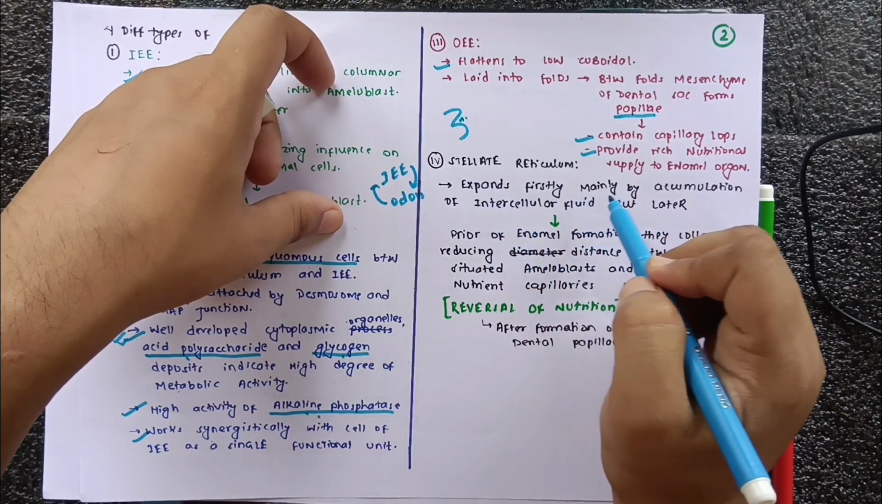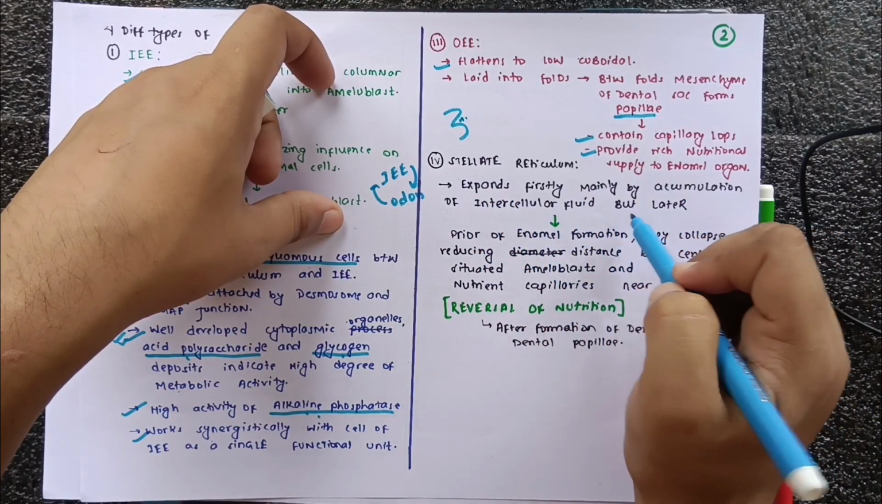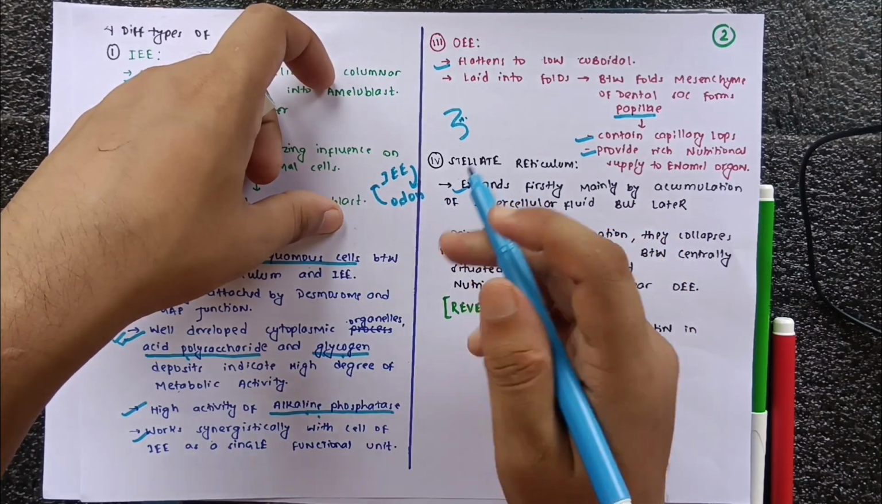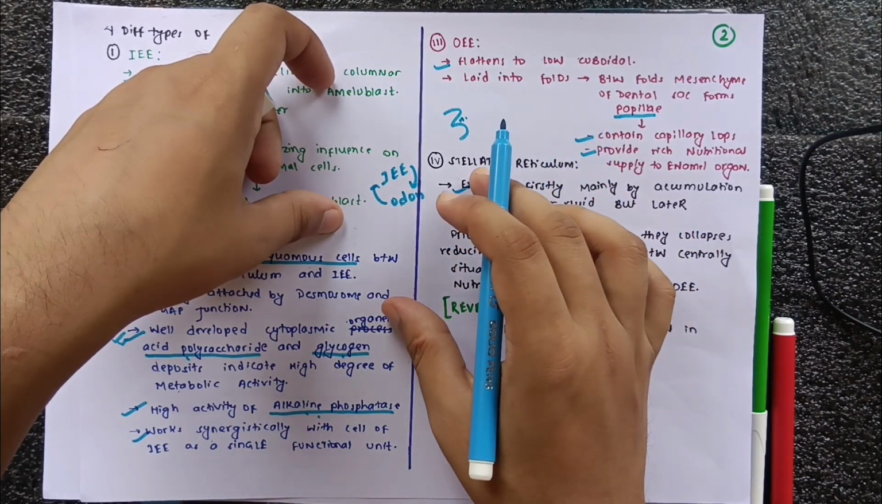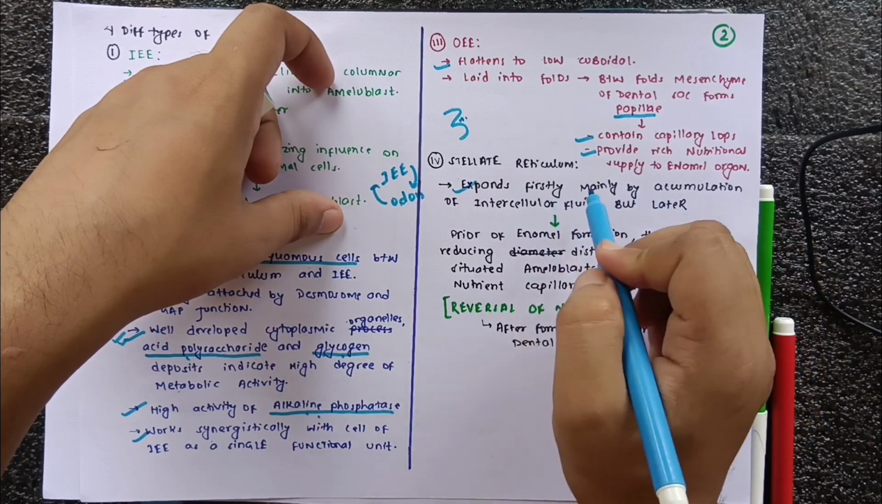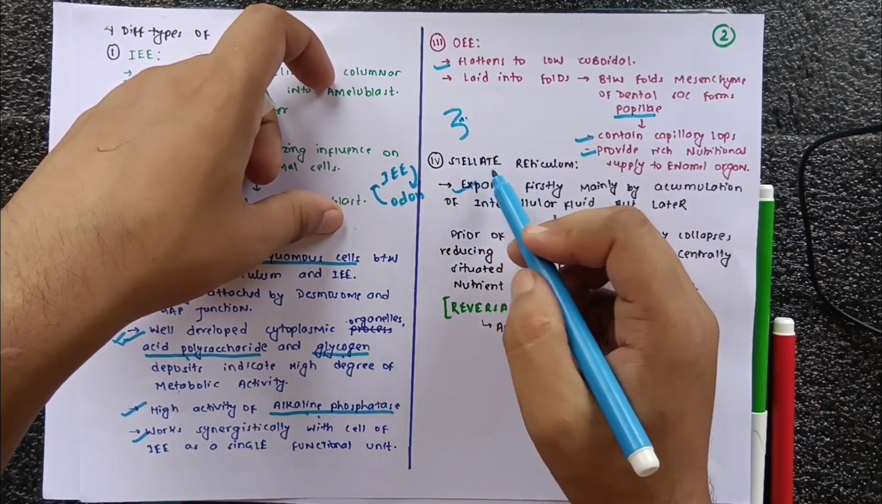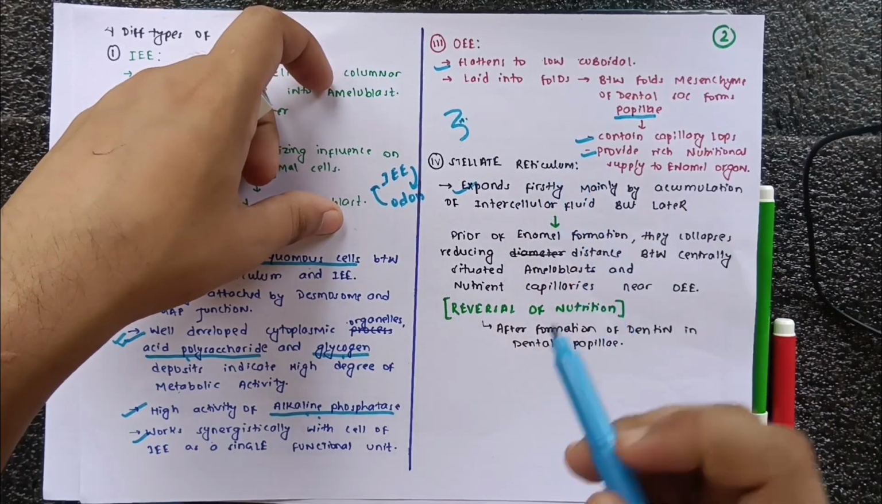So it expands, firstly mainly by the accumulation of intercellular fluid. This happens in the cap stage, and also sometimes in the early bell stage. So there is first an accumulation of intercellular fluid, and the stellate reticulum increases in size.